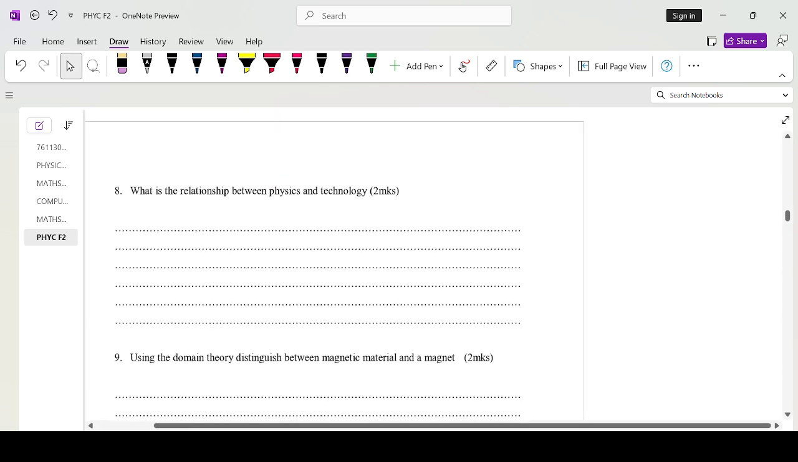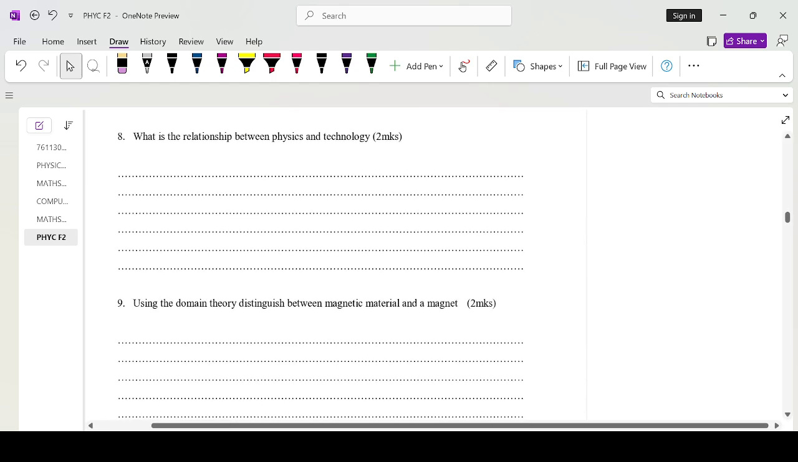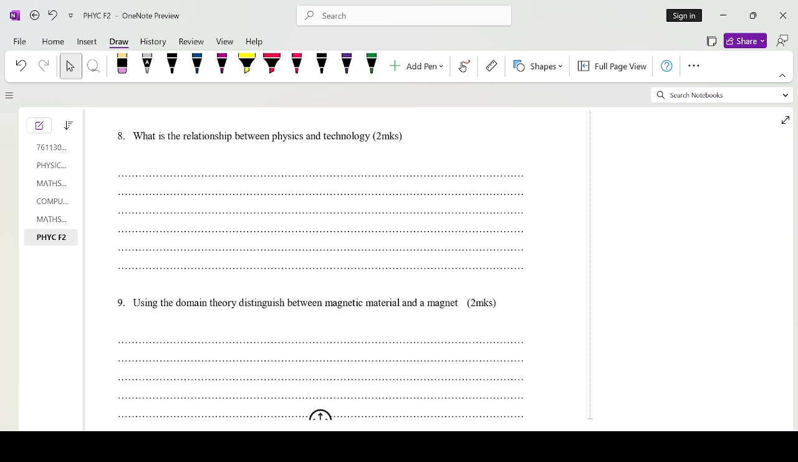What is the relationship between physics and technology? Learners, I want to stress on this. Don't ignore these simple questions. If you've gone through the KCSE questions, even in 2023 KCSE, they were asked the relationship between physics and history. So never ignore anything in physics. Examiners are becoming quite tricky. So let's answer the question.